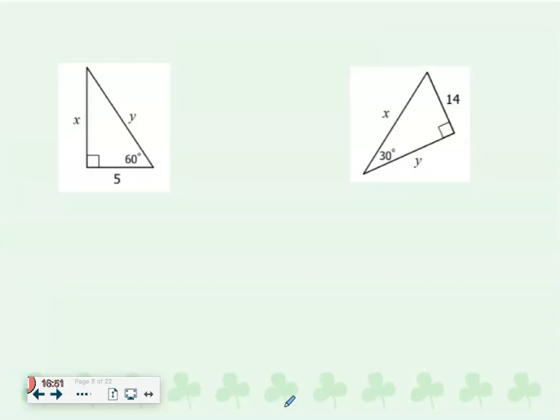All right. What is Y? 10. What's X? 5 root 3. Yeah, these are fun. Okay, what's Y on this one? 28. Oh, no, Y is 14. There we go. But X is 28. I kind of tricked you there. I went out of order. How do you find that?